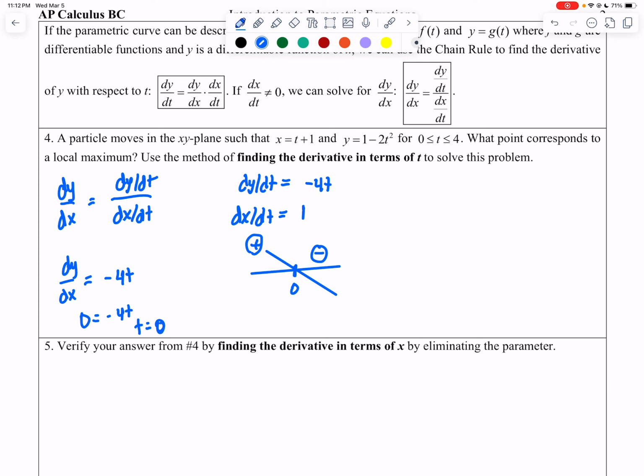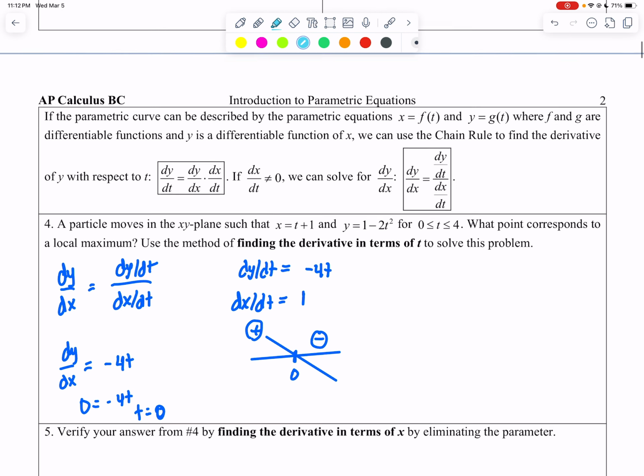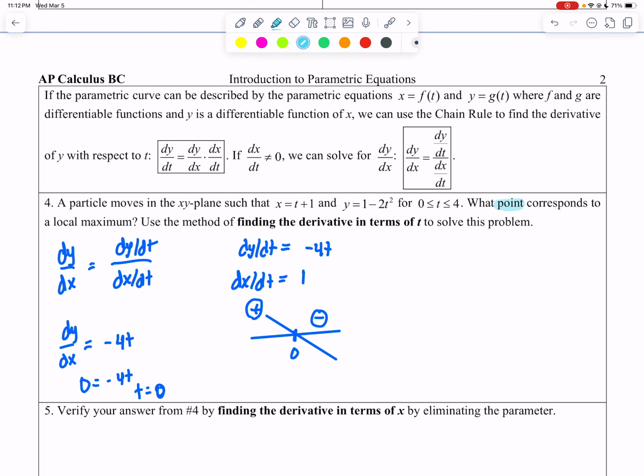Now, notice how here I'm asking you guys for a point, so whenever we are looking at this, we want to make sure that we plug 0 back into my rectangular equations of x is equal to t plus 1 and y is equal to 1 minus 2t squared. So if I plug in 0, I'm going to get 1, and then if I plug in 0 again, I'm going to get 1. So this tells me that I have a relative maximum at (1, 1).